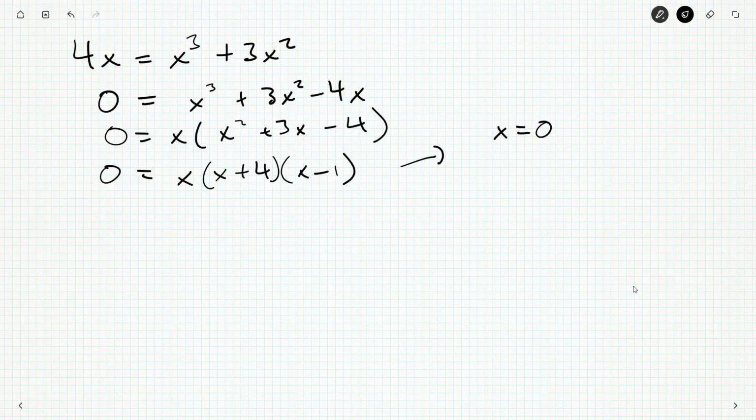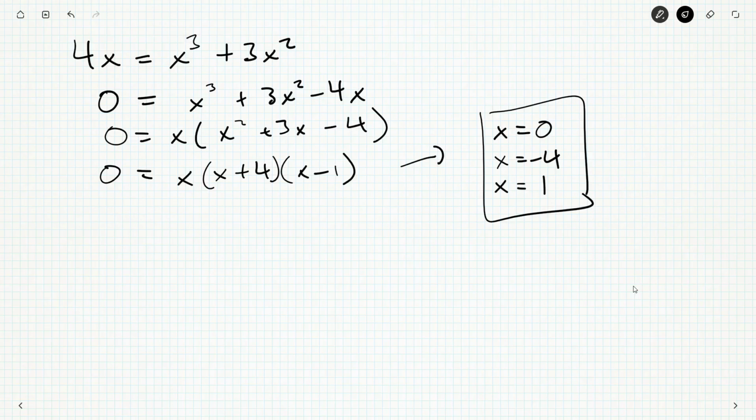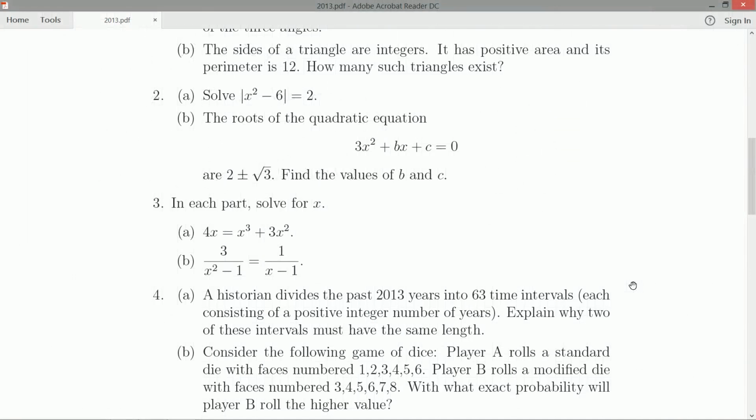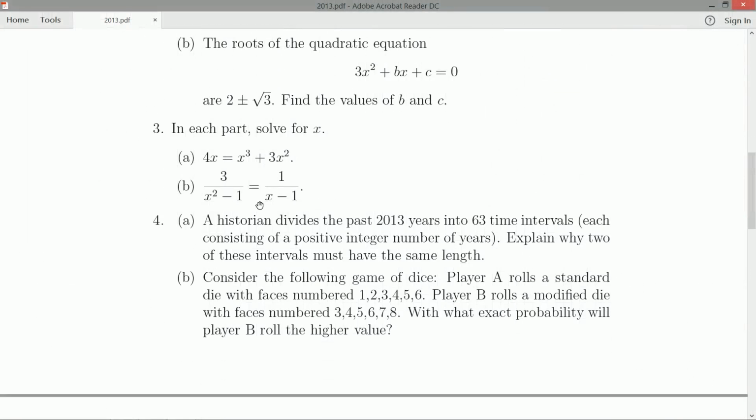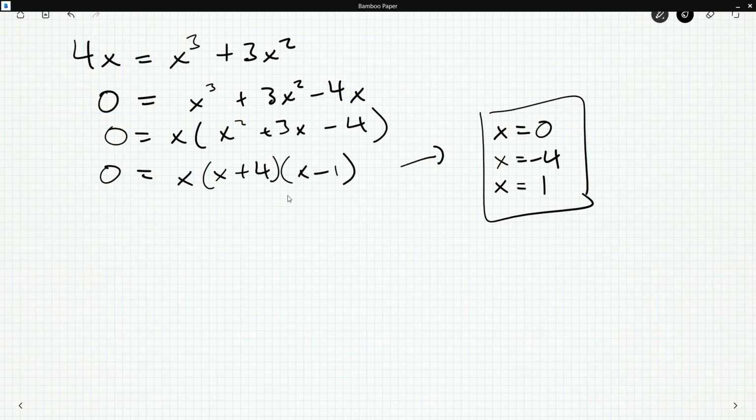So x is 0, or x plus 4 is 0, but that only happens when x is -4, or x minus 1 is 0, that is x equals 1. So these are our answers for 3A. 3B, another solve for x question. 3 over x squared minus 1 equals 1 over x minus 1.